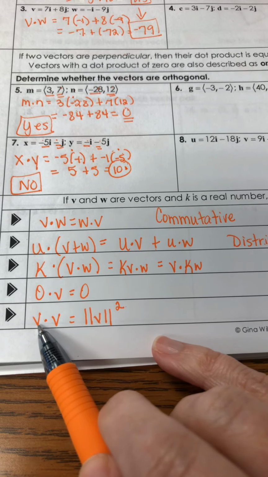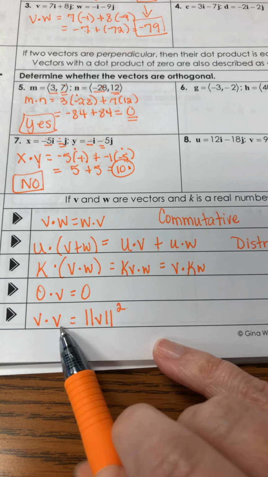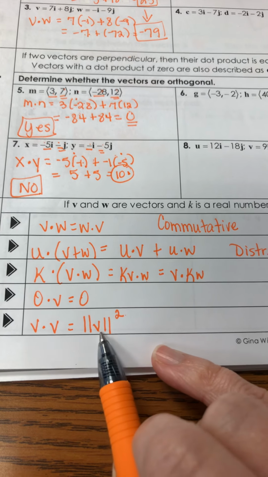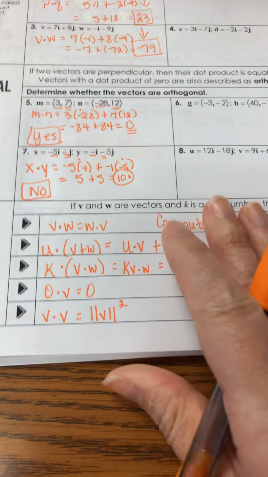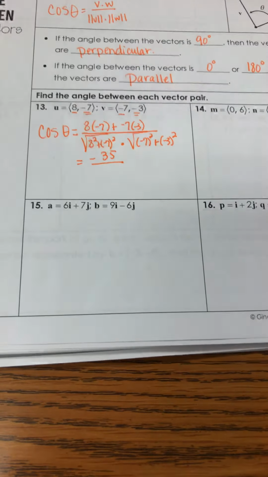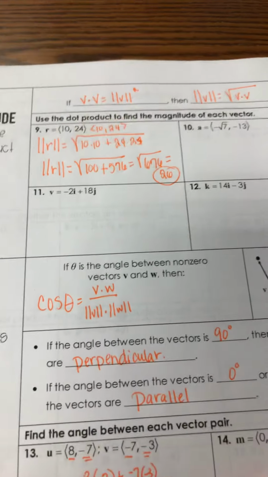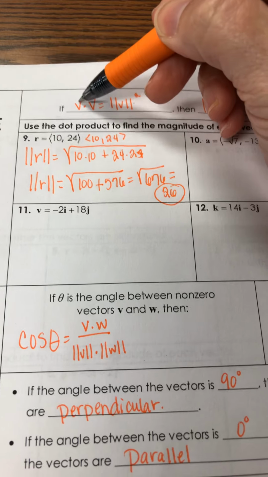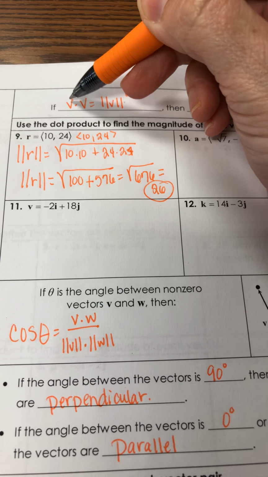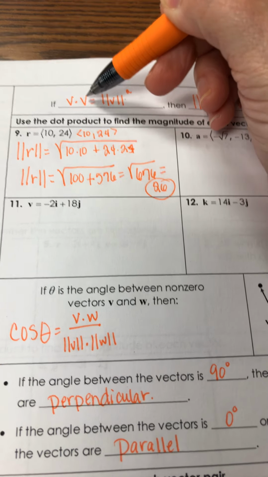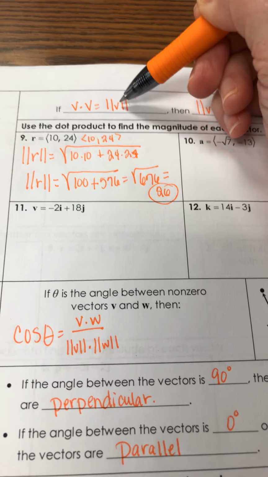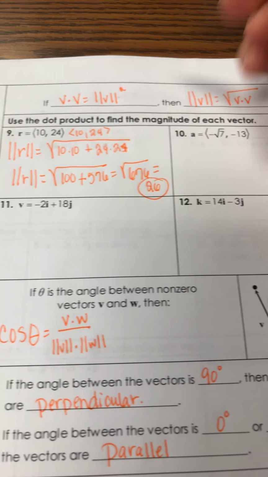And then the dot product of a vector with itself is equal to the magnitude of that vector squared. Now, this is important because we're going to use it on the next page. So, on the next page, we're rewriting what we just looked at. The dot product of a vector with itself is equal to the magnitude of that vector squared.